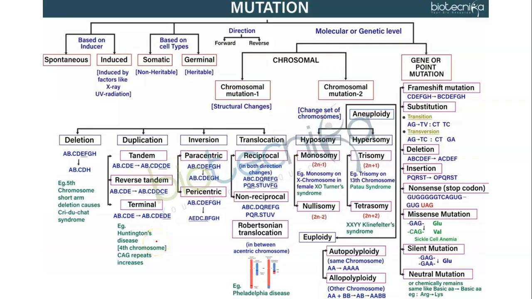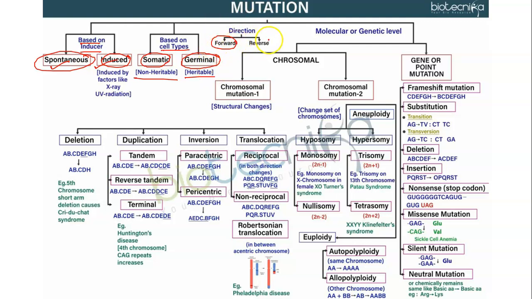The next concept is mutation. As we all know, mutation can occur spontaneously in nature, or it can be induced by factors like X-ray or UV radiation. So we can classify mutation based on the inducer, whether it occurs spontaneously or is induced. We can also classify it on the basis of the cell type: if the mutation occurs in a somatic cell, it is non-heritable, but if it occurs in a germinal cell, then definitely it is heritable.